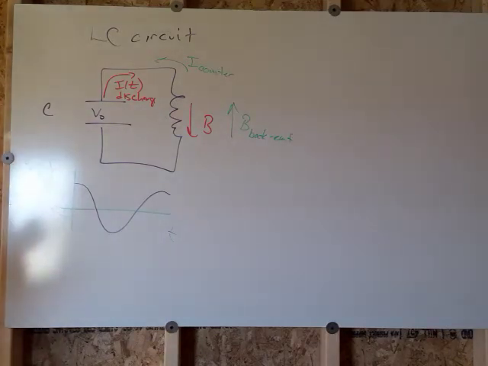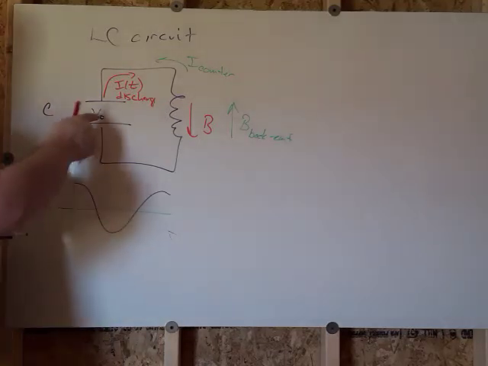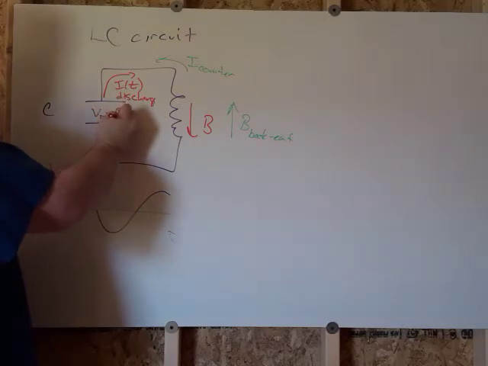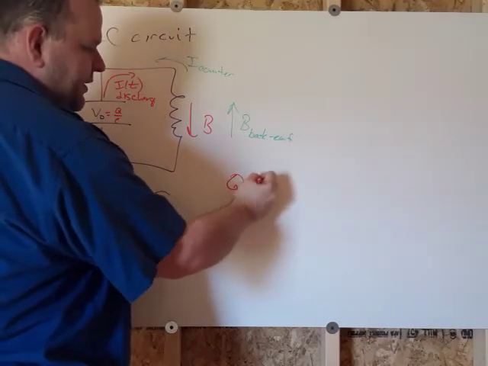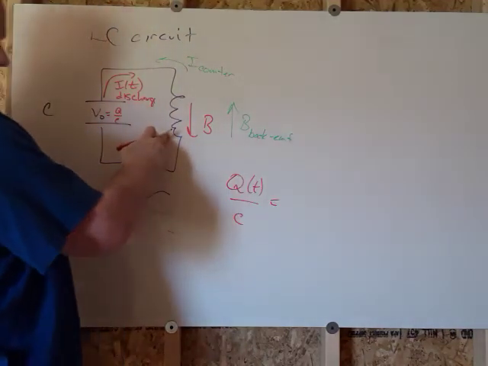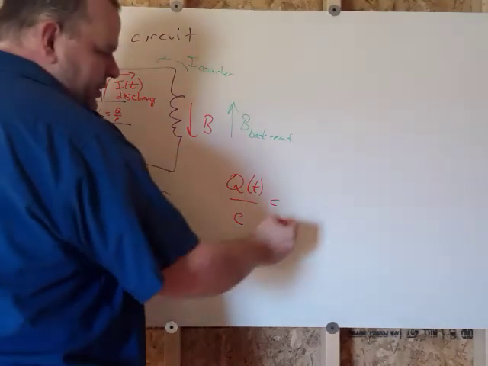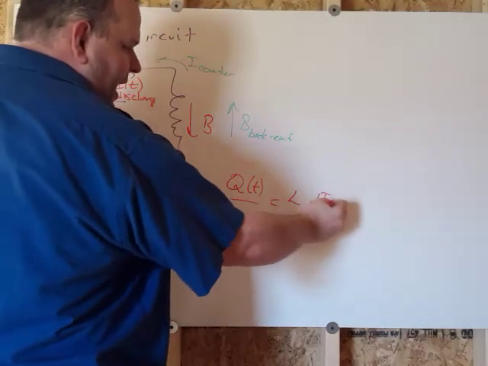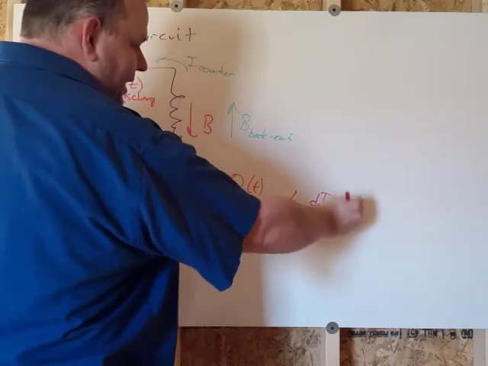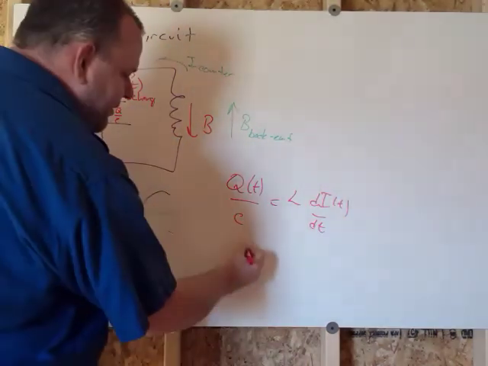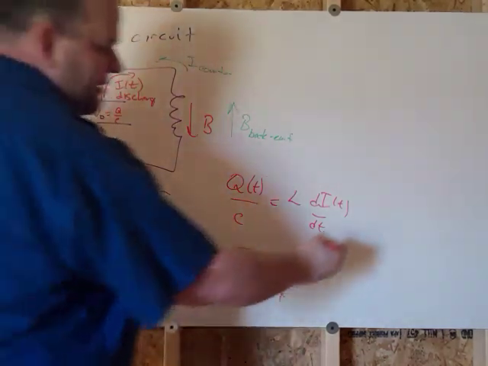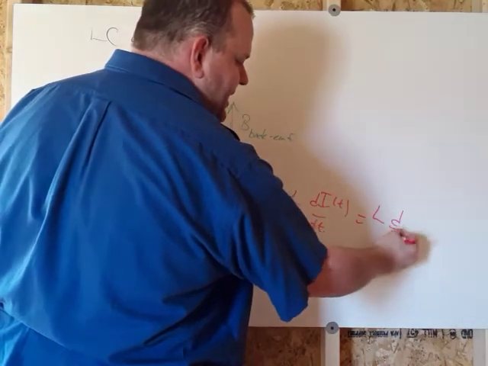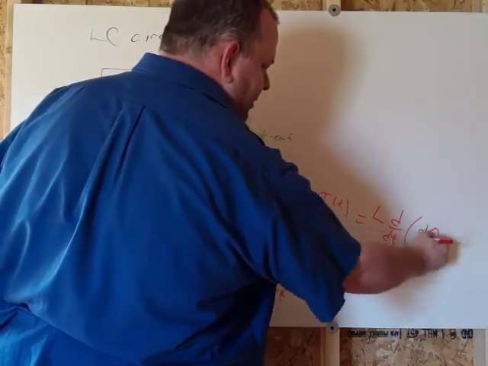So we can do Kirchhoff's voltage law on this circuit. All right, V naught is going to be Q over C. So the voltage here is going to be Q as a function of time over C. It's going to be the EMF in the coil, which is going to be L di dt, which is a function of time. And remember, we also have I is dq over dt. So this is going to be L d over dt dq over dt.